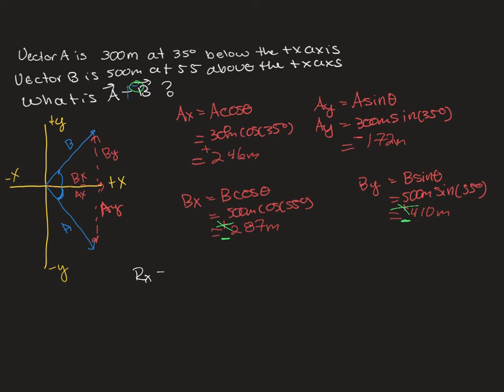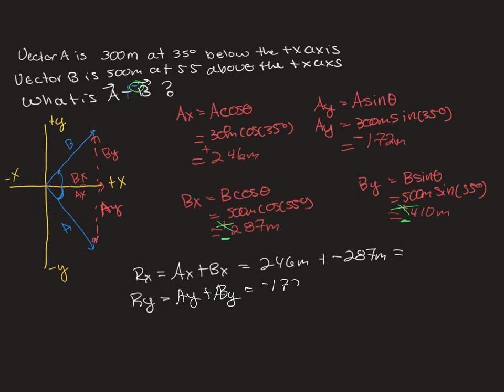So Rx is going to equal AX plus BX. So we're going to take 246 meters plus a negative 287 meters. And then Ry is going to equal AY plus BY. So that's going to be a negative 172 meters plus a negative 410 meters. All right, so let me pause and get out my calculator. So we get that Rx is negative 41 meters and that Ry is negative 582 meters.